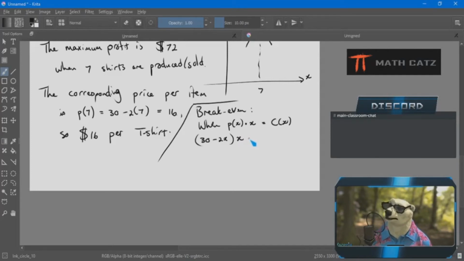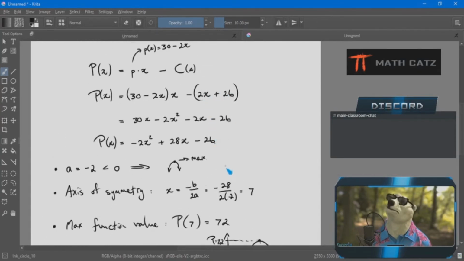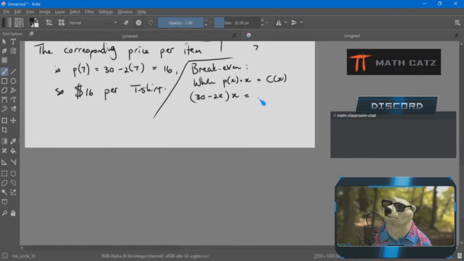I should make a new page, shouldn't I? This is not going to be enough space, I don't think. What was the cost function? $2x plus 26. 2x plus 26. Maybe we can squeeze it in here. So then this is 30x minus 2x squared equals, show the equal sign, thank you, 2x plus 26.